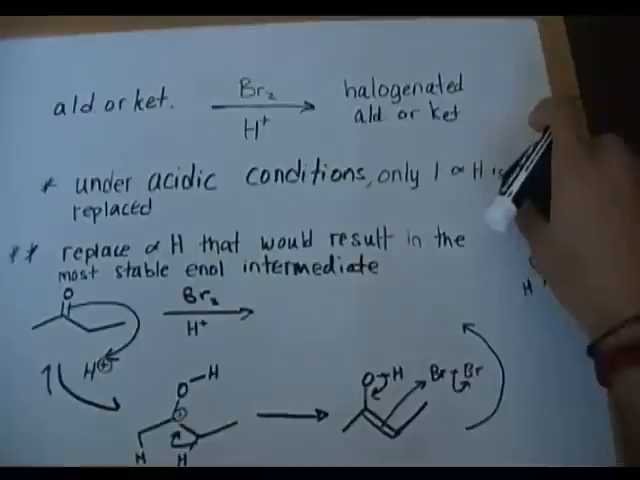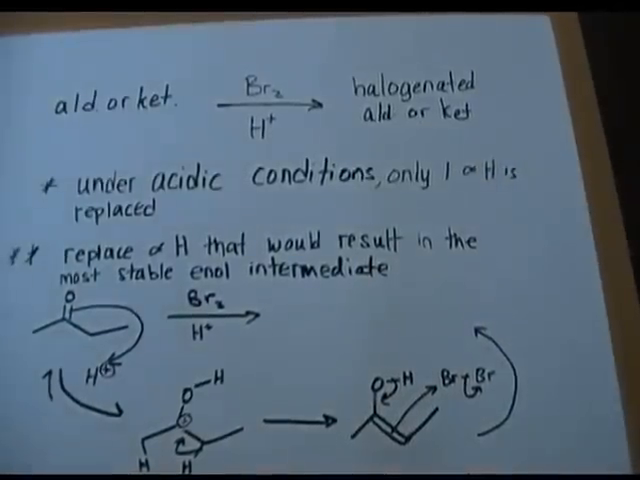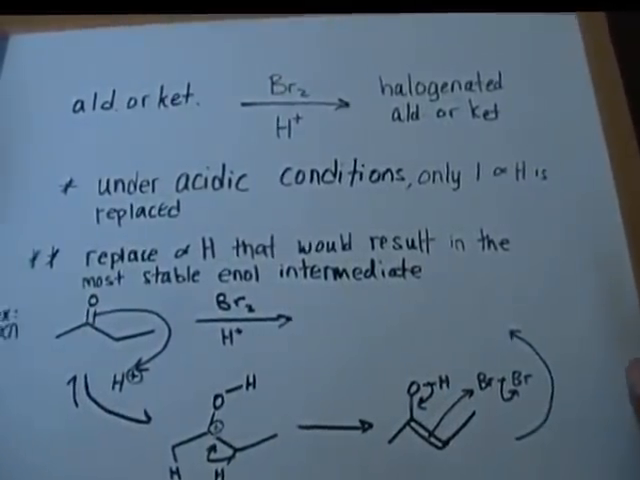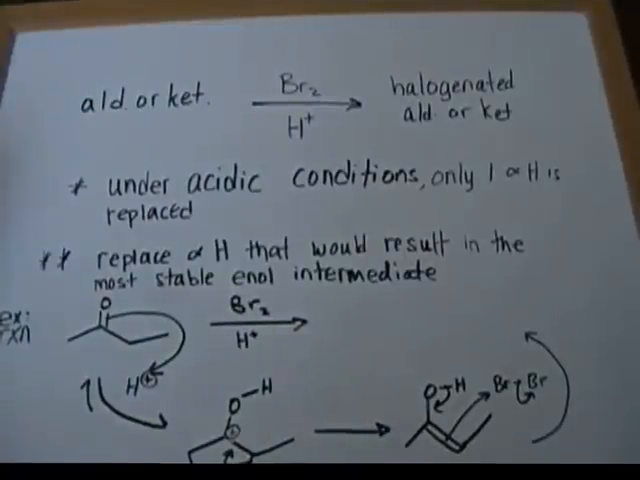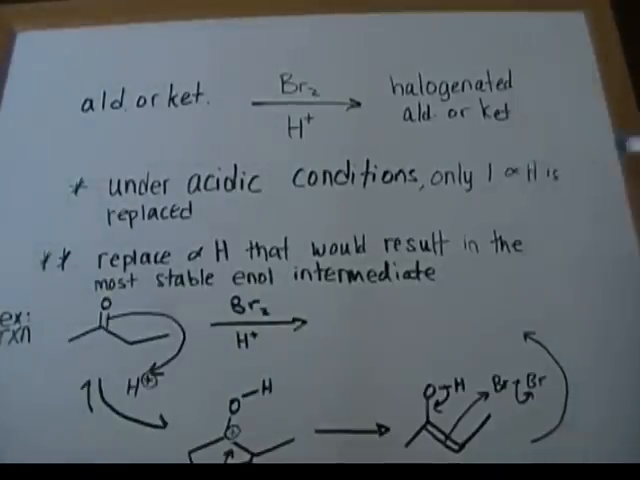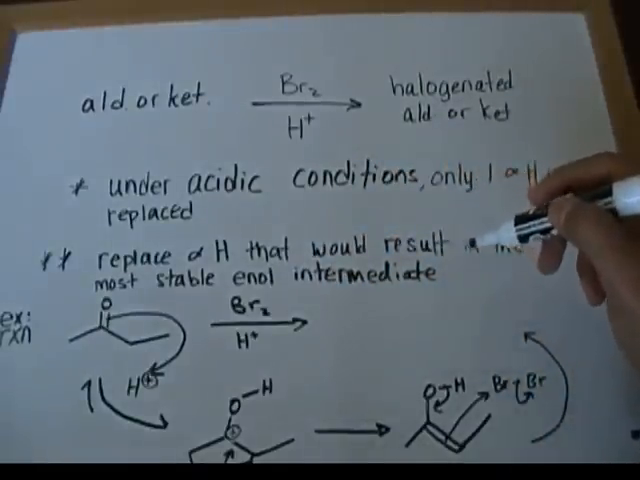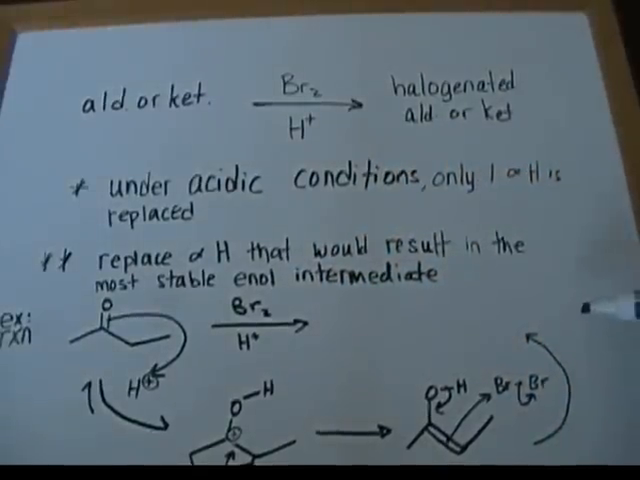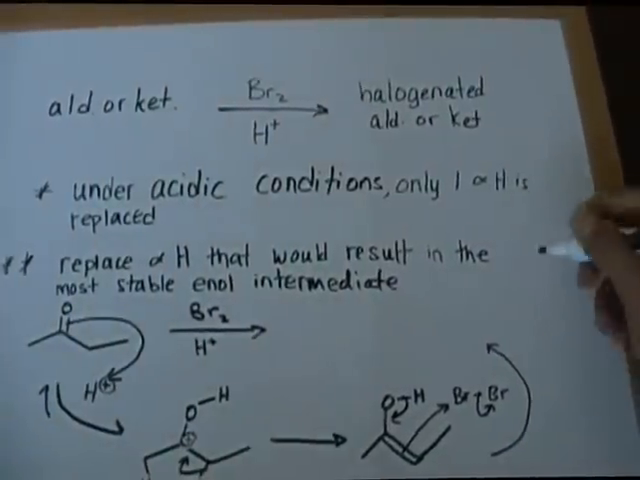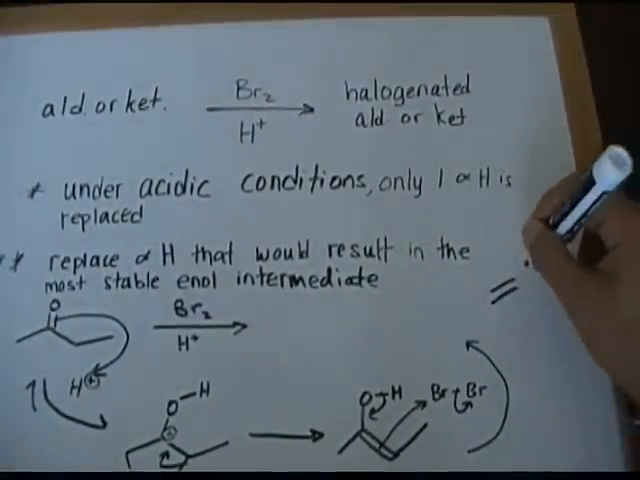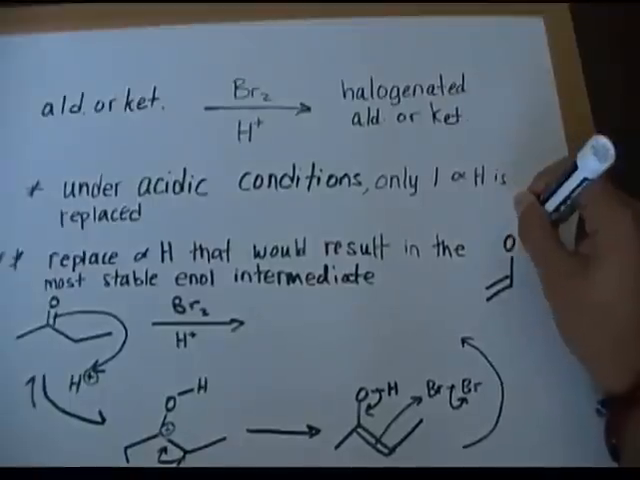So we're going to halogenate the alpha carbon position in this reaction, okay? That should have been a nice little quick review of what the alpha position, alpha carbon, and alpha hydrogen look like. Under acidic conditions, a few things you should keep in mind. Under acidic conditions, only one alpha hydrogen is replaced, and you're going to replace the alpha hydrogen that would result in the most stable enol intermediate. You guys should know what an enol looks like. An enol typically looks like this, where we have a carbon-carbon double bond attached to an OH group.